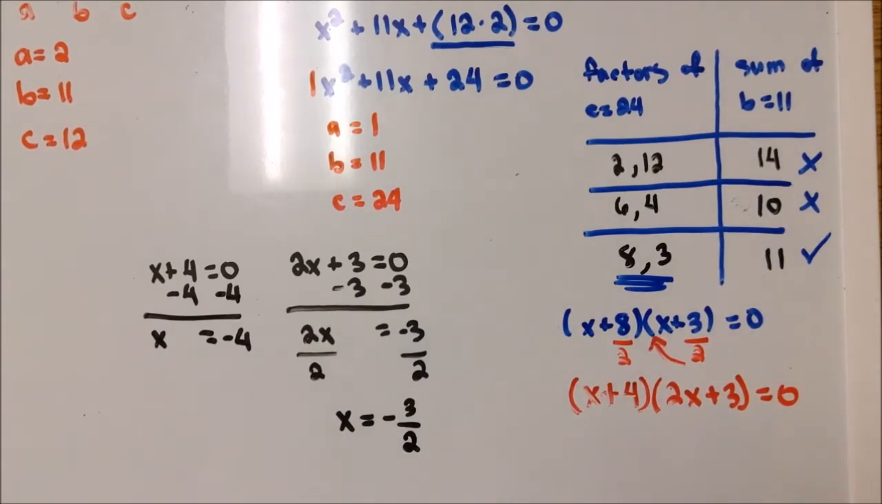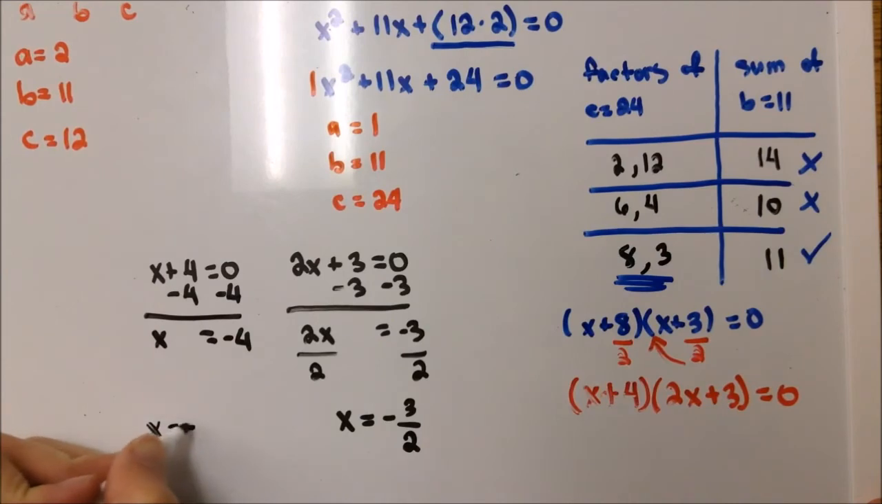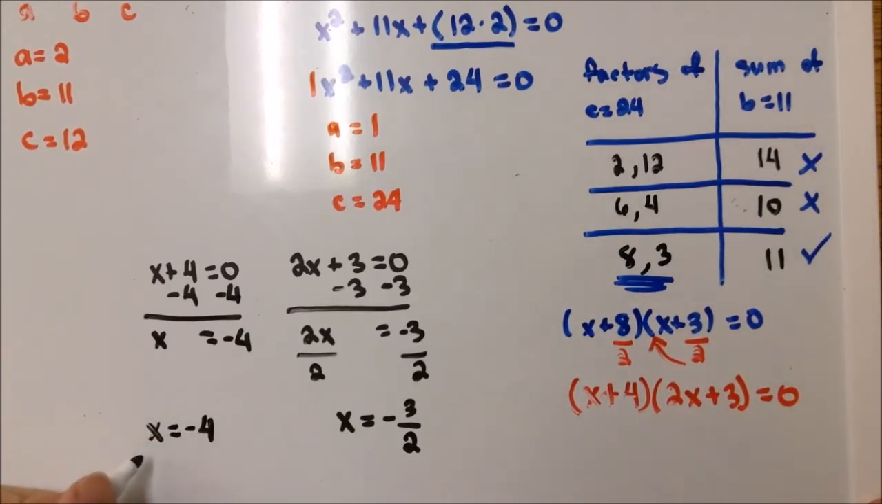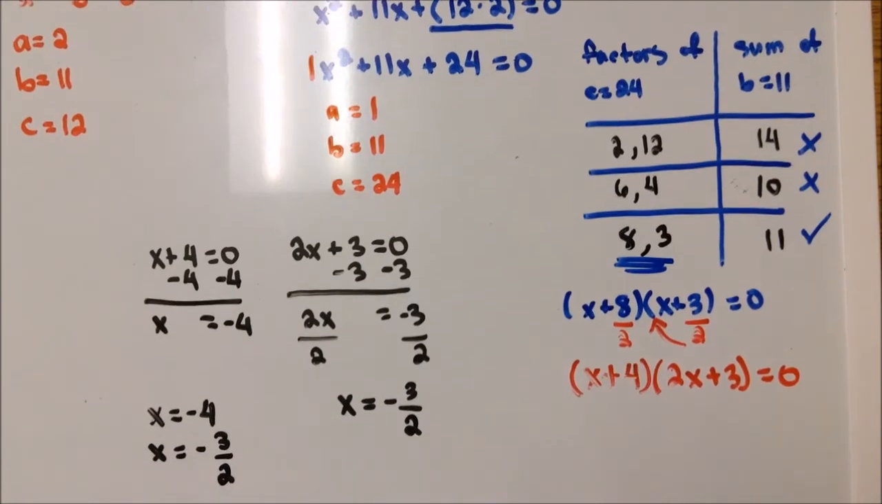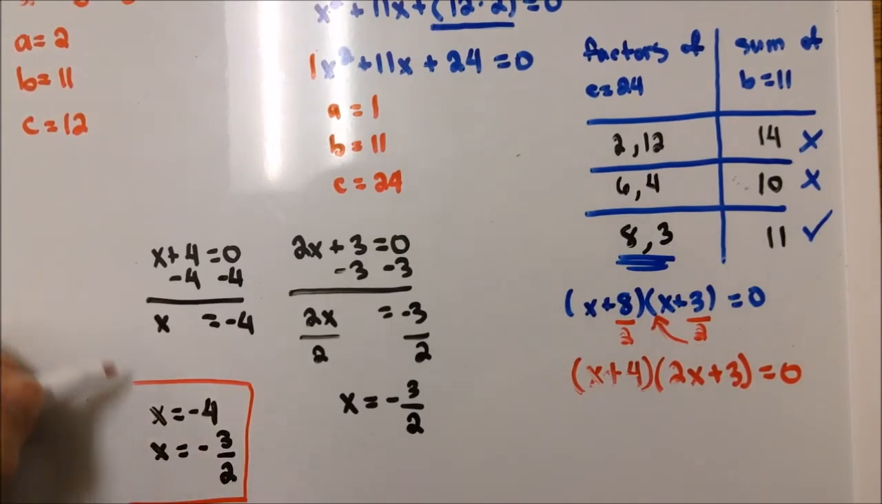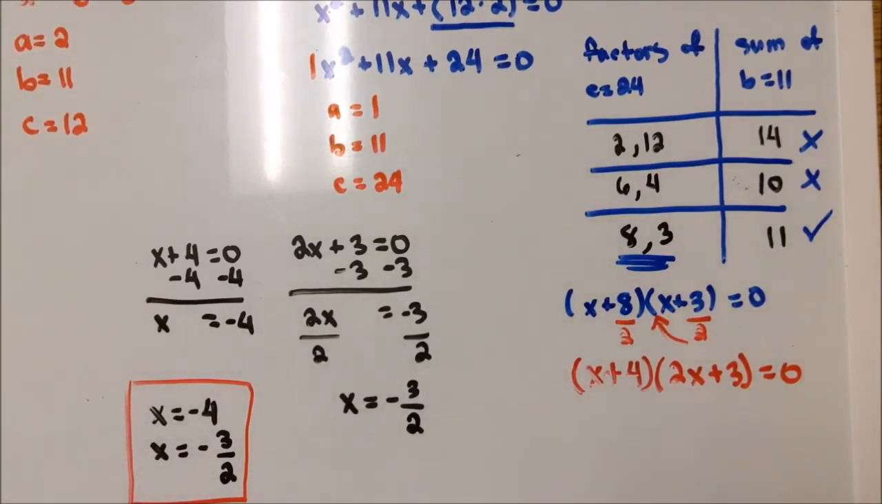So we just finished solving for x. Our solutions are x equals negative 4 and x equals negative 3 halves. And I'm going to box these two as our final answer.